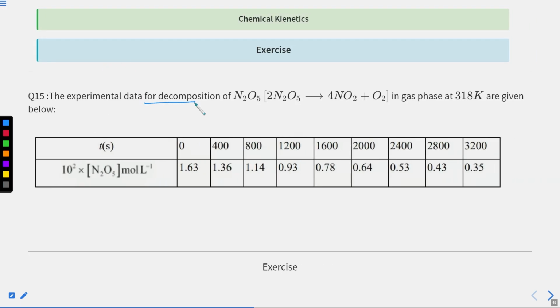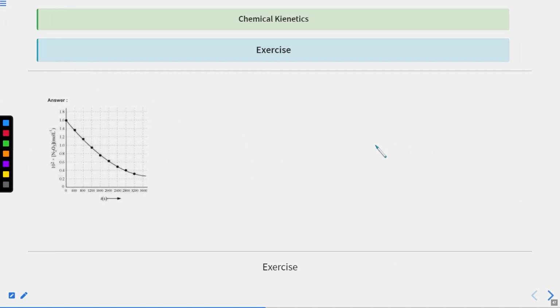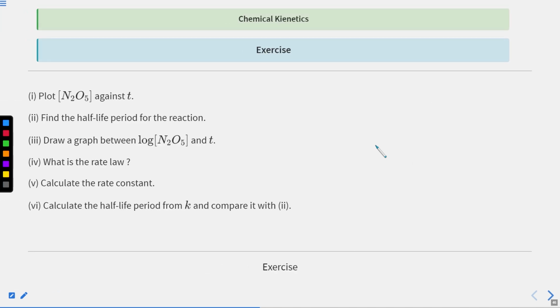The experimental set of data for the decomposition of N2O5, this is N2O5, and this is the equation for decomposition in gas phase, are given below. So this is our data that is given below. So it is basically multiplied by 10 to the power 2. So we are given the concentration, how the concentration is decreasing. So what we have to do, we have to plot a graph of N2O5. Then after we plot the graph, we have to find the half-life period for the reaction. So N2O5 versus T we have to plot.